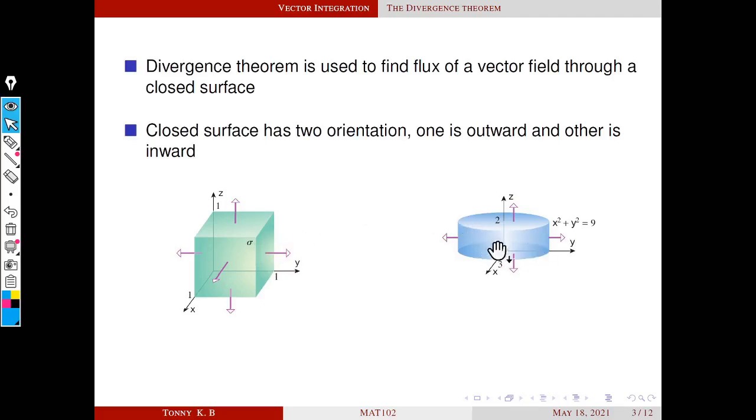Similarly, this is a cylinder, with top and bottom covered by two circular regions. This is a closed surface, a union of these three surfaces: top, lateral, and bottom. It also has two orientations. One is outward orientation like this, and the other is inward orientation. So that is the idea of outward and inward orientation of a closed surface.